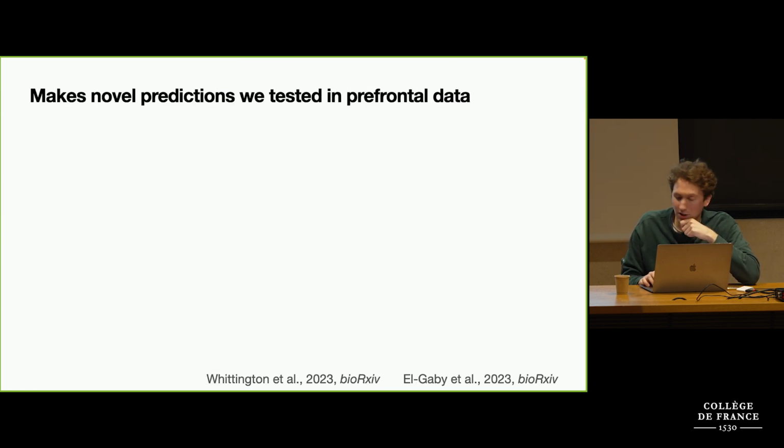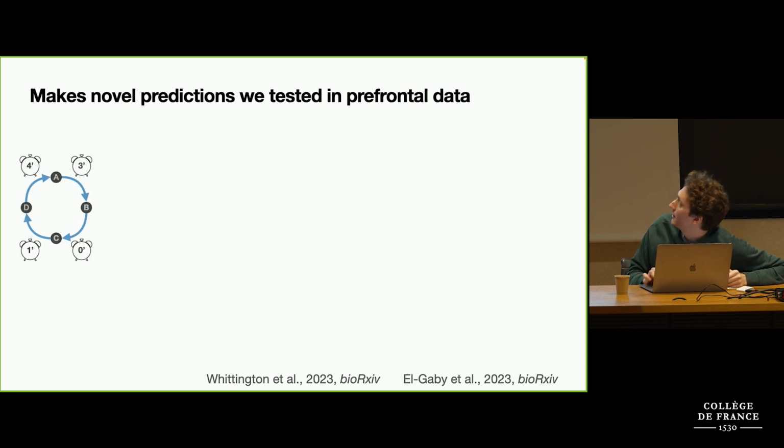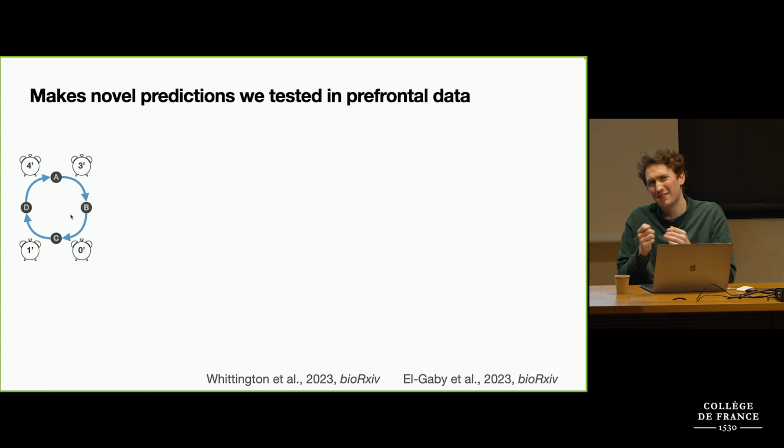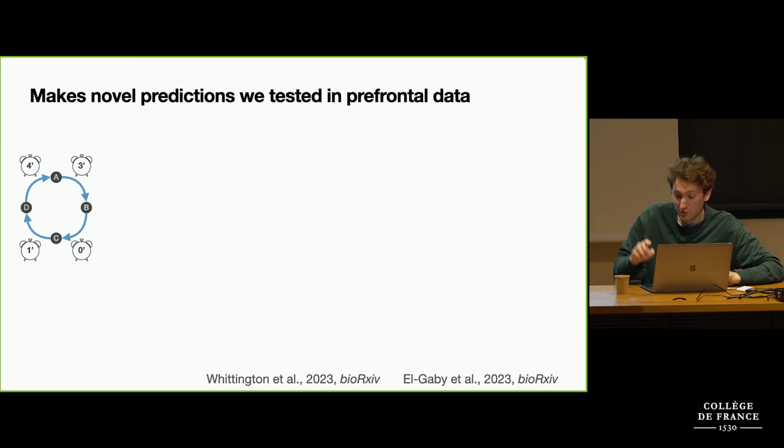Okay. And the last thing I'm going to show is that this idea of these slots also makes quite novel predictions that we tested ourselves in prefrontal data. Okay, so this is a task where you go A, B, C, D, A, B, C, D, and where the As, Bs, Cs, and Ds could be anything, and across different trials there'll be different things, but the idea of going A, B, C, D is always the same. But between each A and B there's a delay. And the delays for each trial are the same, but across different tasks they're different.